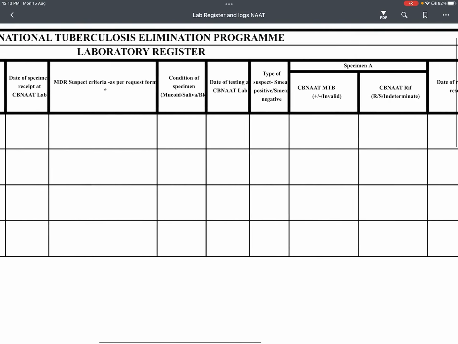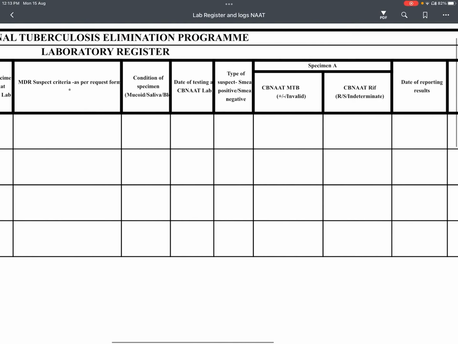Then based upon the sample, specimen A, because only one sample we are testing in the NAT center, if the sample comes as MTB detected, we'll send the second sample to a culture and DST laboratory. So here we have to write MTB detected. Unlike GeneXpert, here we are doing with two chips. In GeneXpert, in one cartridge both the tests are done. First the MTB test is done: you write MTB detected or not detected. If it is invalid, you write invalid. If there is error, you write error. Based upon the troubleshooting, you write the second part also here.